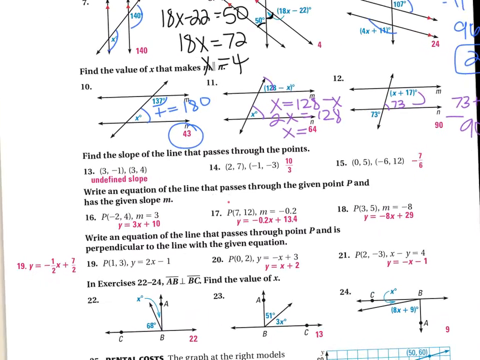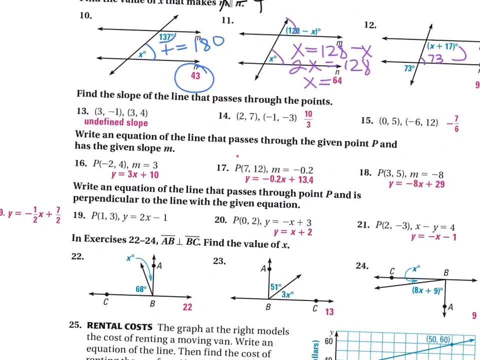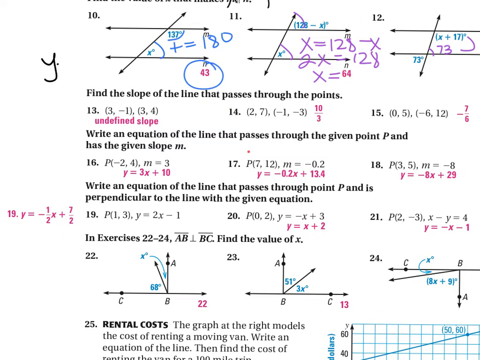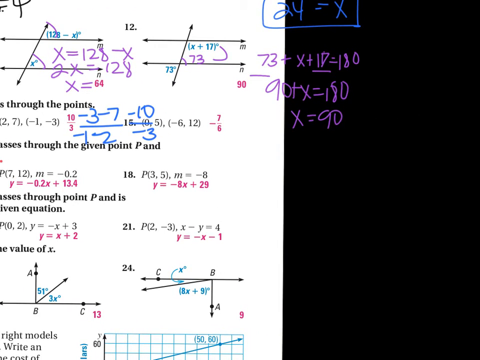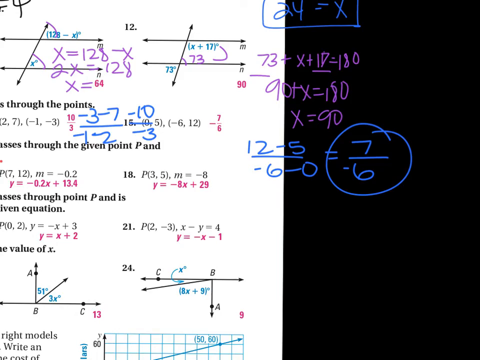13, 14, and 15 say to find the slope of a line that passes through the points. So you would do y2 minus y1 over x2 minus x1. So 4 minus a -1 becomes +1. And 3 minus 3 means 0 in the denominator, and when there's 0 in the denominator, it's undefined. -3 minus 7 over -1 minus 2 is -10 over -3, which becomes 10/3. 12 minus 5 over -6 minus 0 would be 7 over -6, which is -7/6.